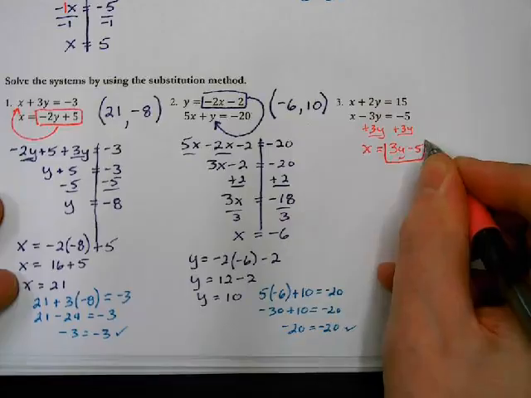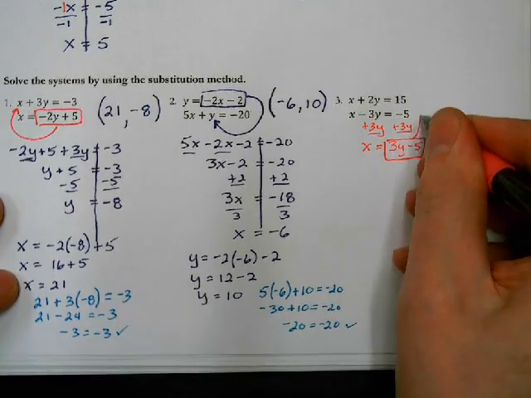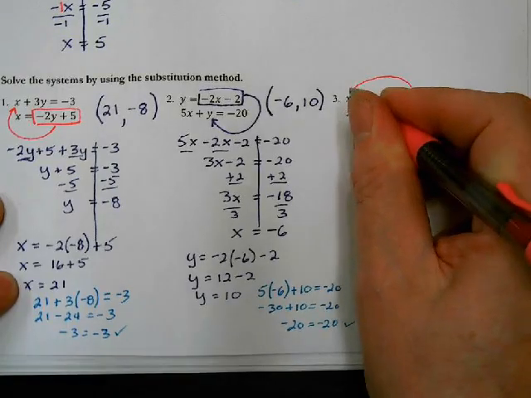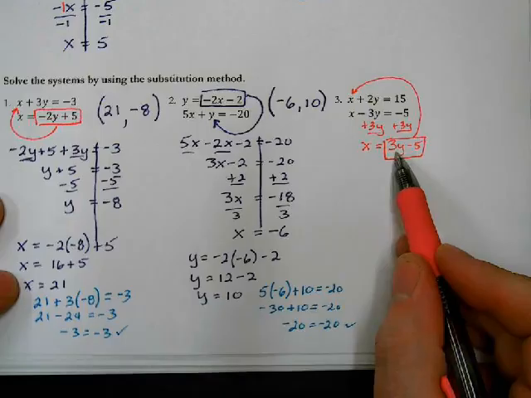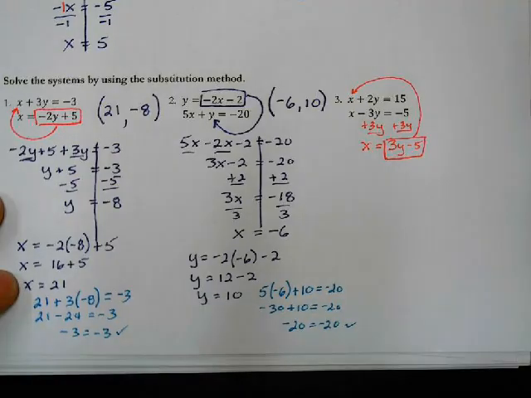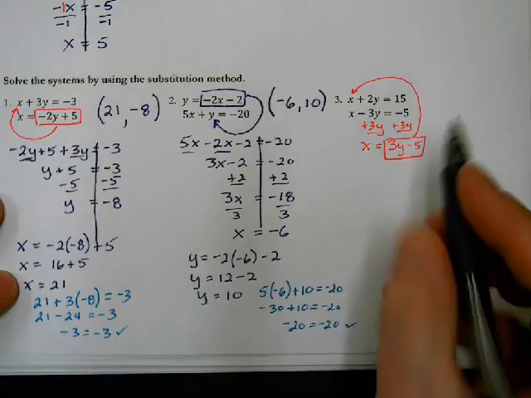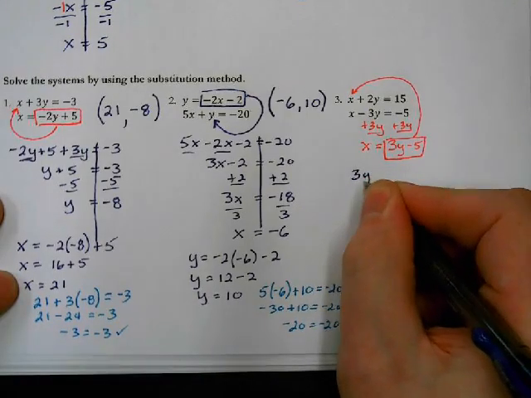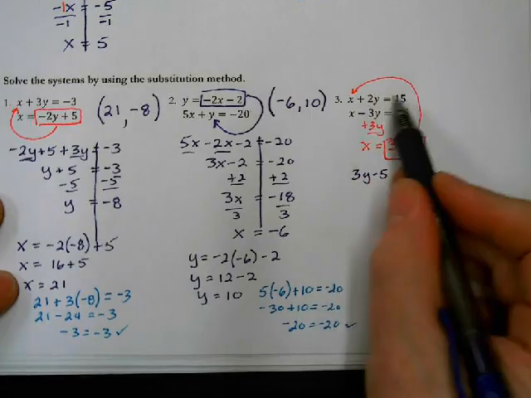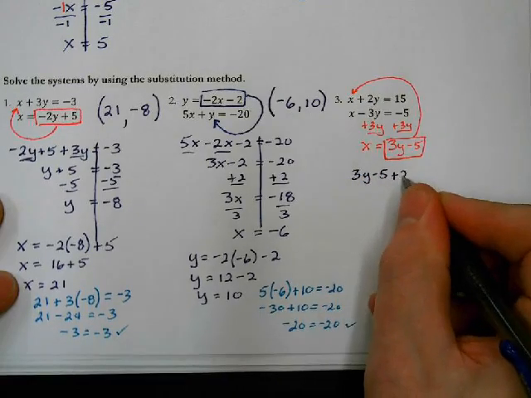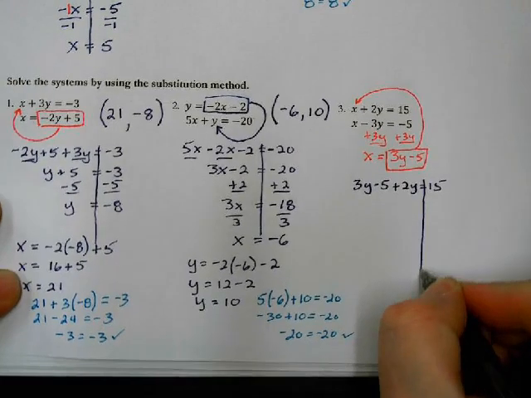X is equal to 3y minus 5. Let's take that and plug it into this equation right here. So instead of x, we're going to substitute with 3y minus 5. Let's rewrite that top equation. Instead of x, 3y minus 5, plus 2y equals 15. Now we're going to solve that, combine like terms. 3y plus 2y is 5y.